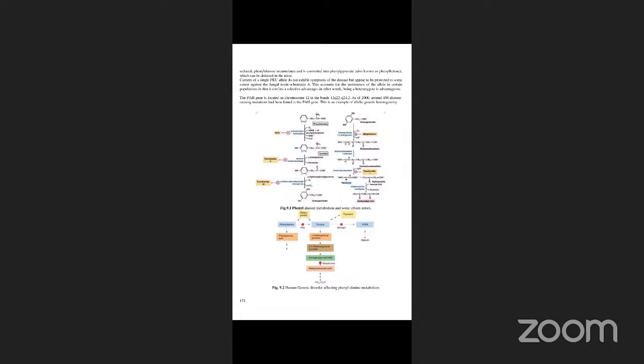Carriers of a single phenylketonuria allele do not exhibit symptoms. As it is recessive, two copies are required. This gene is located on the 12th chromosome, on the q arm, at 22.22 to 24.2. As of 2000, around 400 disease-causing mutations have been found in this gene, and this is an example of allelic genetic heterogeneity. So this is the pathway. It is blurred, so you can check in the textbook.